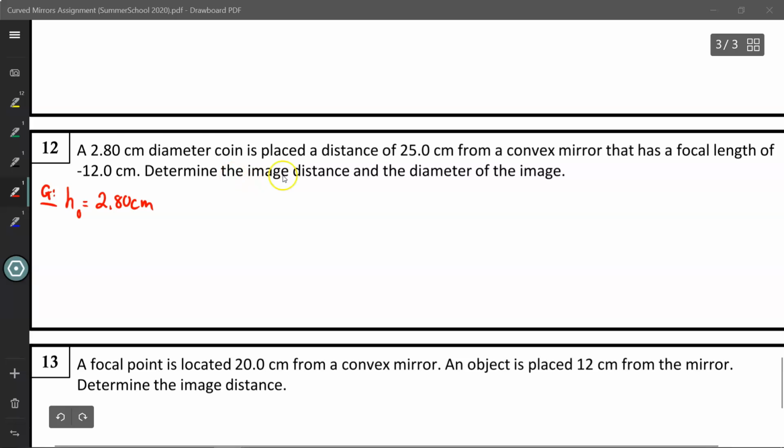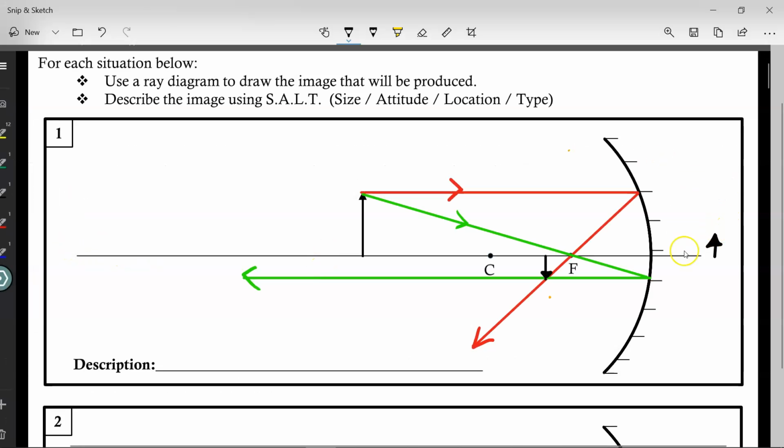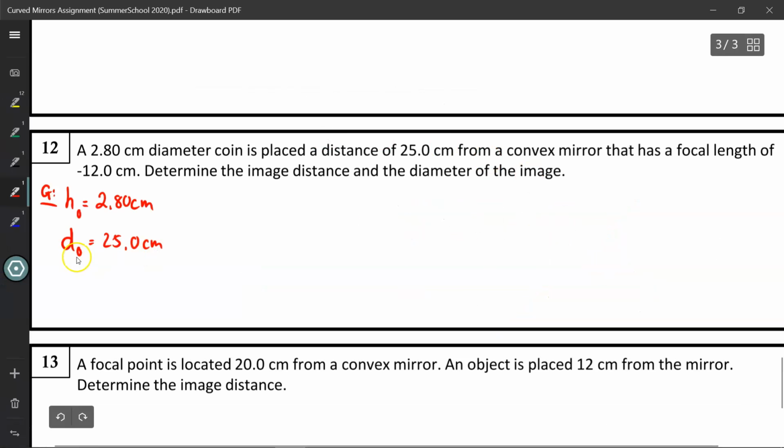So just be aware, sometimes these questions are worded in a weird way. You just need to decipher what it means and relate it back to how to solve our question. Now the coin, the object, is then placed a distance of 25 centimeters away from a convex mirror. Now just like the height of the object, the distance of the object must always be a positive value as well. Because if you put the object behind the mirror, well, then there's no reflection. The object has to be in front of the mirror in the real world in order for an image to appear. Alright, so distance of the object, positive 25 centimeters.